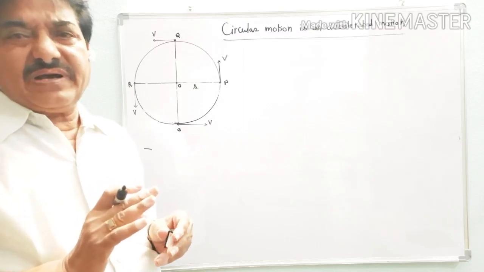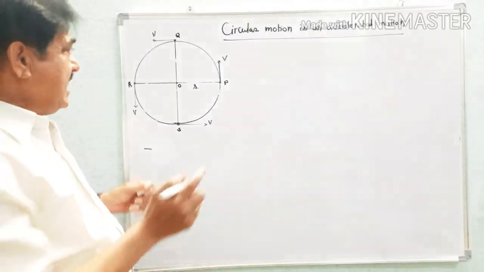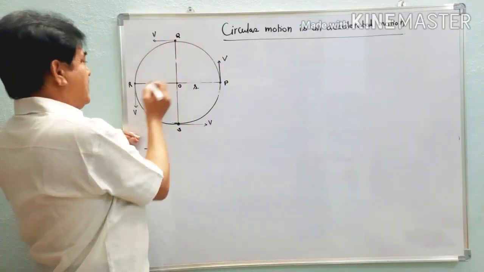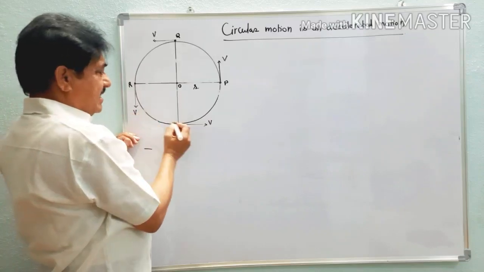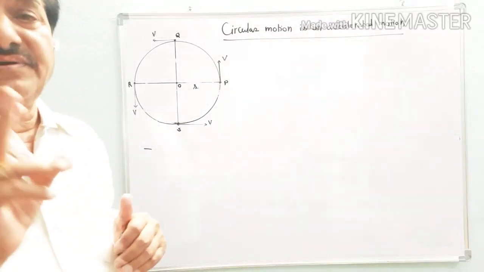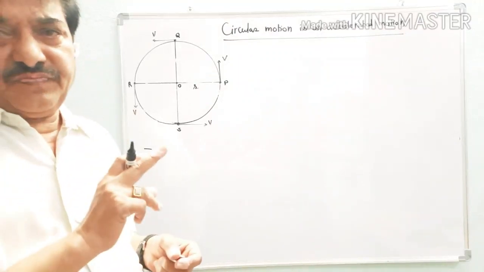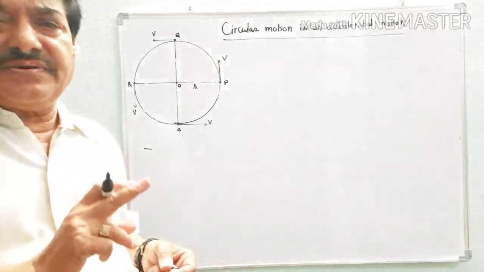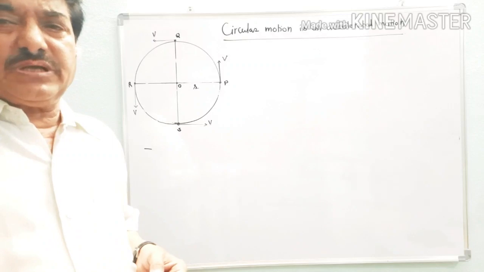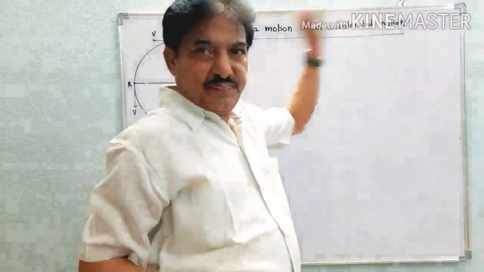And velocity is a vector quantity. It has magnitude as well as direction. As its direction at point P, direction at point Q, direction at point R and direction at point S is different, velocity is different at positions P, Q, R, S. As velocity is different, that motion is an accelerated motion. So, circular motion is known as an accelerated motion.